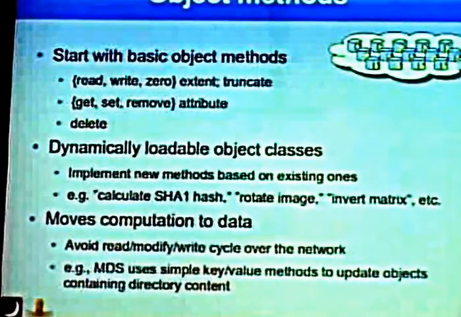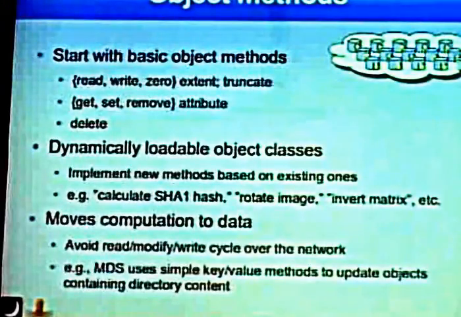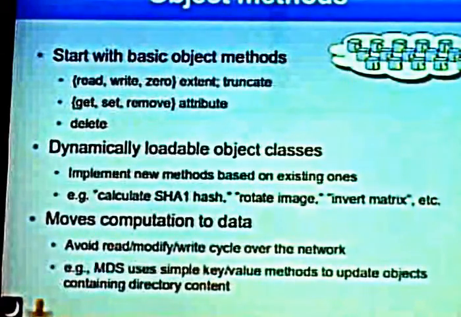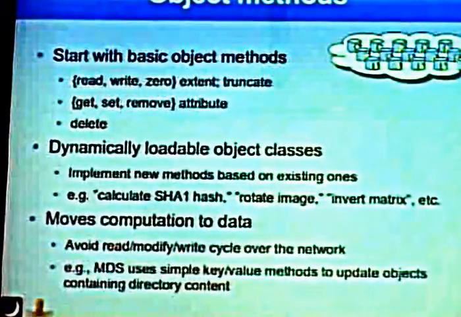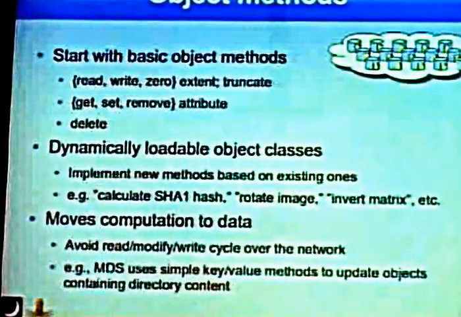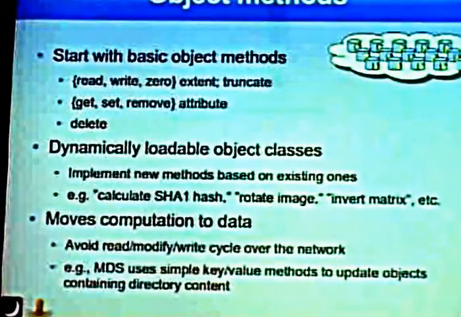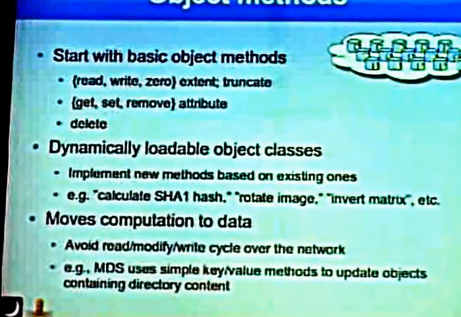The basic idea here is that you can move the computation in the system to the data where it's stored. And you can avoid the usual read-modify-write cycles where you have to pull the data over the network, make some small change, and then write it back again. That can be expensive in terms of your network bandwidth. And the metadata server in the system actually uses this basic infrastructure internally. Directory metadata in the system is stored in objects in this basic key-value format. And it'll send commands to the OSD that say, just remove this one file from this directory or insert this entry here.